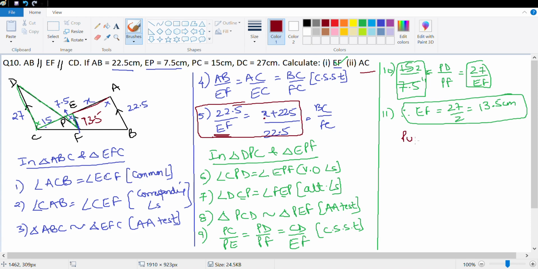Okay, so put EF is equal to 13.5 in point number 5, and what I get is 22.5 upon 13.5 is equal to X plus 22.5 upon 22.5. Let's see if there's anything common. Let's remove the decimal. So if I remove the decimal, this is divisible by 5.